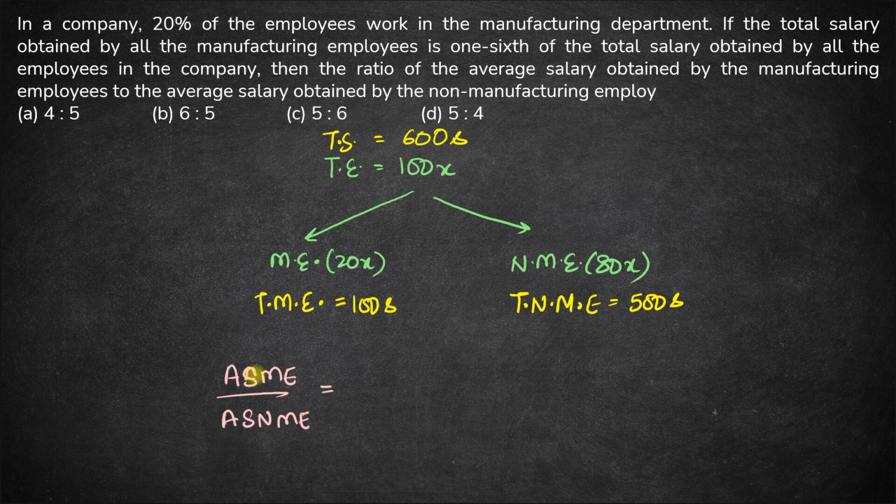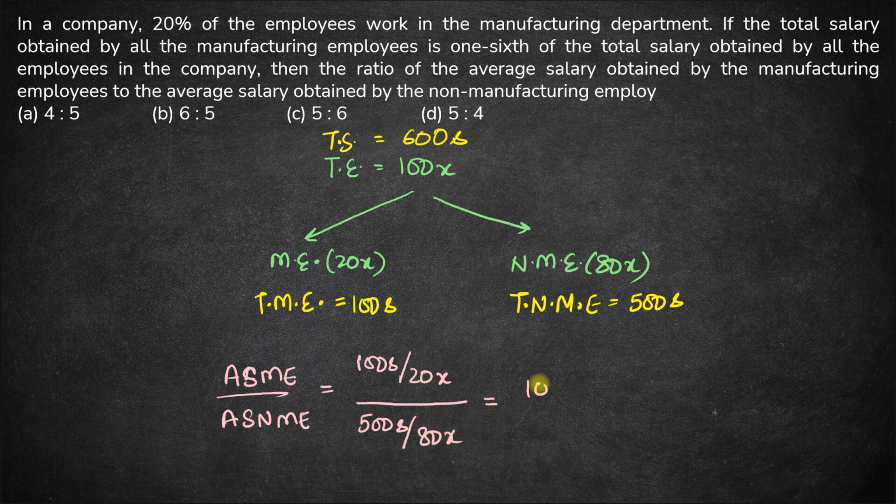Now, how would we calculate average salary? We can calculate average salary by calculating the ratio of total salary upon total employees. So, for manufacturing employees, the average salary is 100s divided by total manufacturing employees 20x. And the average salary of non-manufacturing employees will be the total salary of non-manufacturing employees, 500s, upon the total number of non-manufacturing employees, 80x.